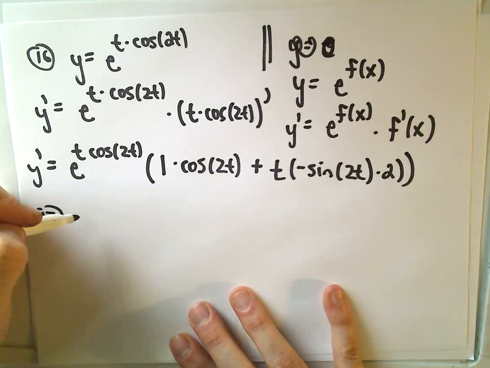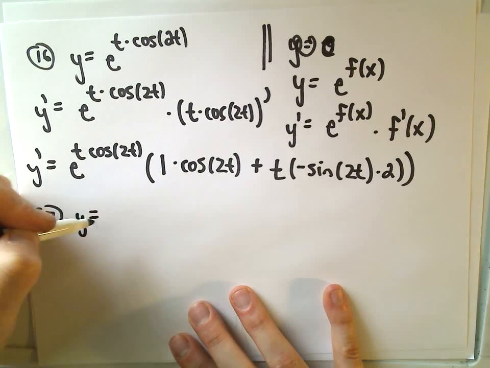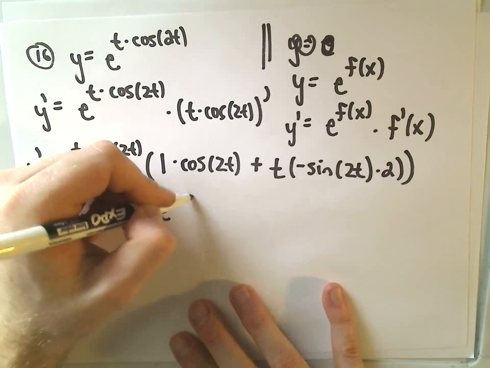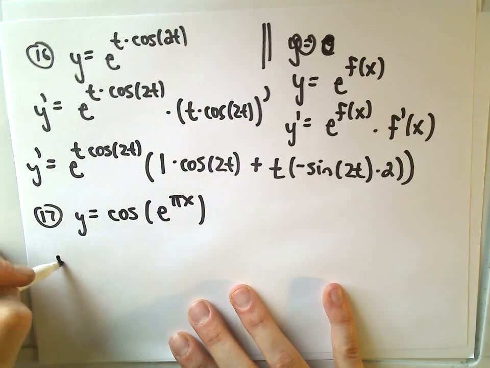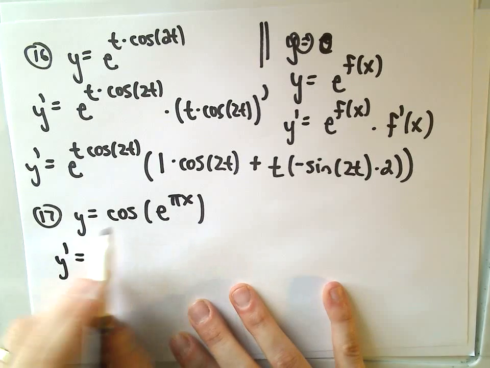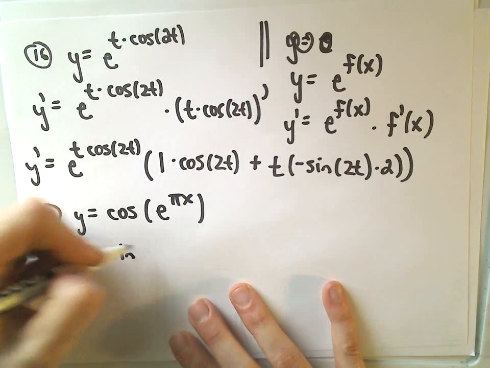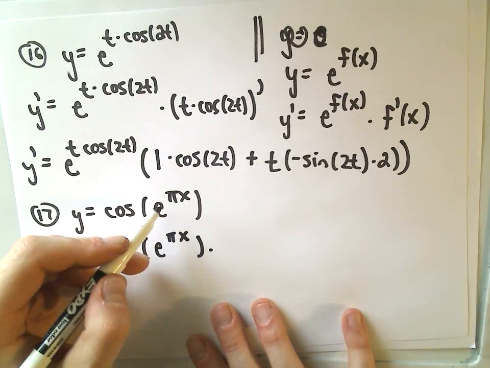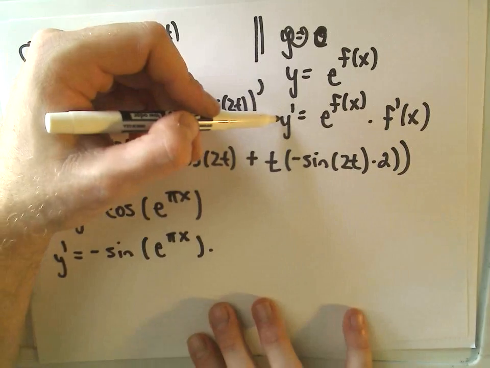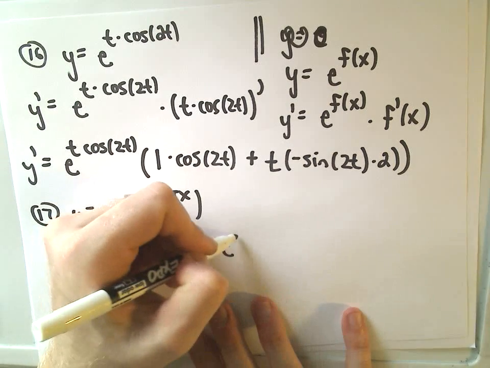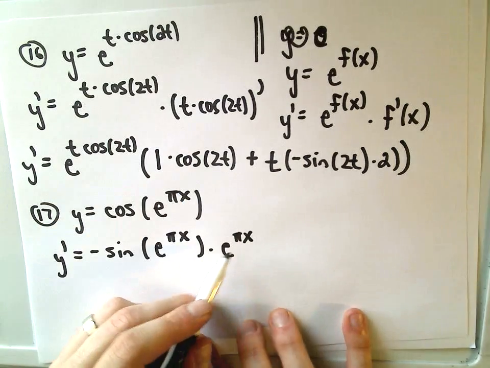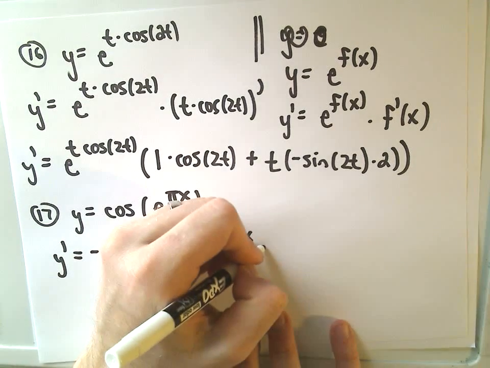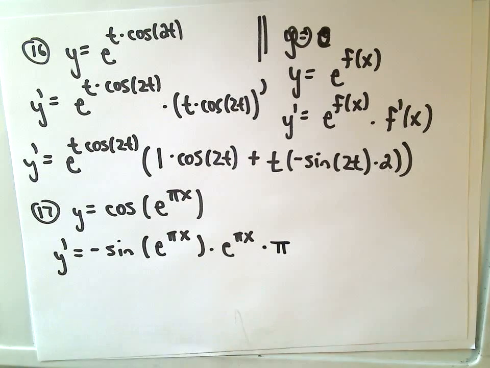So here's another one, 17. We'll have to use the chain rule. So cosine of e to the pi x, we'll have to use the chain rule twice. The derivative of cosine is negative sine. Leave the inside alone. And then we take the derivative of e to the pi x, again using this formula. It says e to the pi x will just give us e to the pi x. We have to take the derivative of pi times x, and that'll just give us times pi.